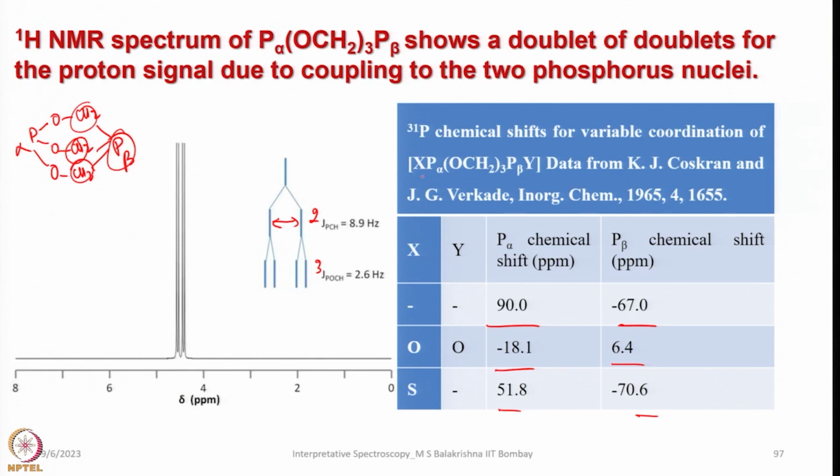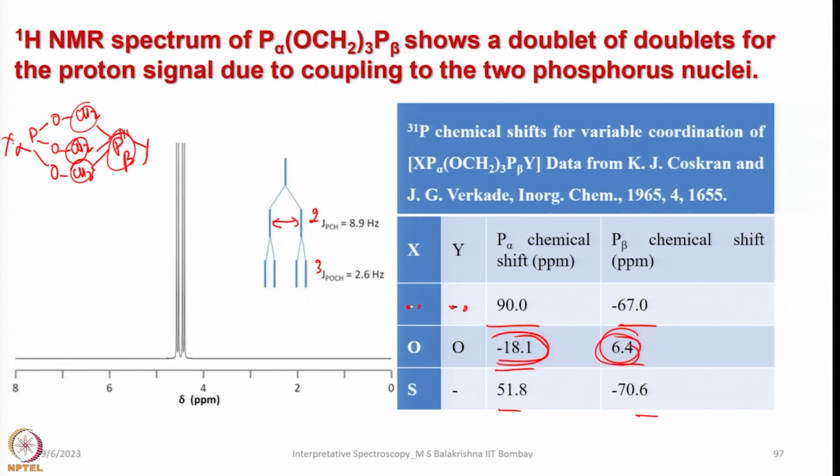And when it is oxidized, it is labeled as Y and X. And then we can consider when X is O and Y is O, both of them are oxides. In that case what happens? It comes around minus 18.1 and 6.4. And when both XY are lone pairs, that is trivalent phosphorus, in that case alpha comes at 90 ppm and beta comes at minus 67 ppm. So this information directly comes from the coupled spectrum. And then if we oxidize both the phosphorus with oxygen, then P alpha comes at minus 18.1 and then beta comes at 6.4.